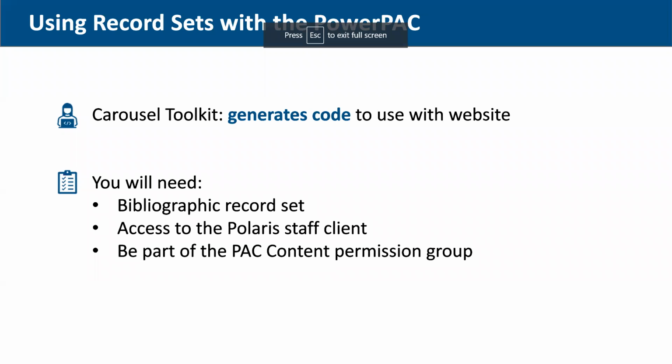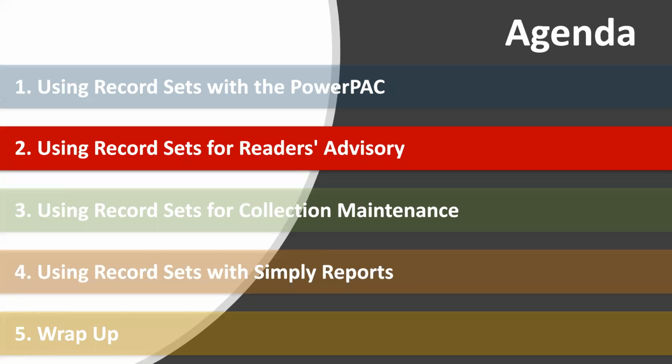So those were just a few examples of how you can use record sets with the online catalog. The next area I want to touch on is how record sets can aid with reader's advisory. And this is an area where it really highlights the collaborative nature of record sets.